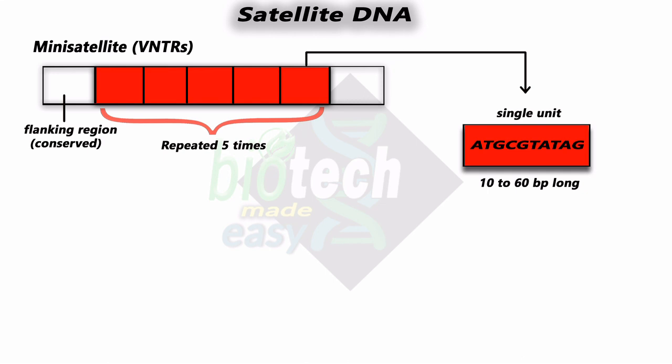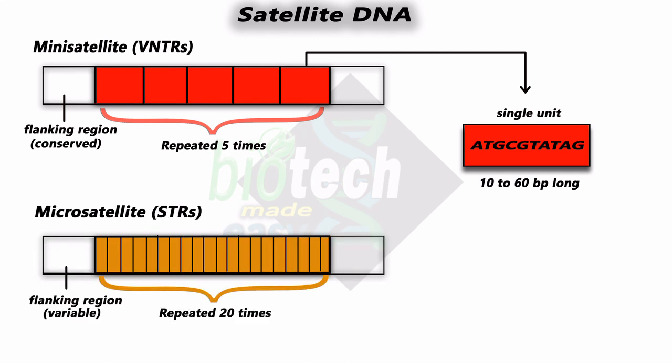They are non-coding regions, so they cannot be transcribed. That means they do not make any protein. Minisatellites are also known as variable number of tandem repeats, or in short VNTRs. And Alec Jeffreys' technique was based on VNTRs only.